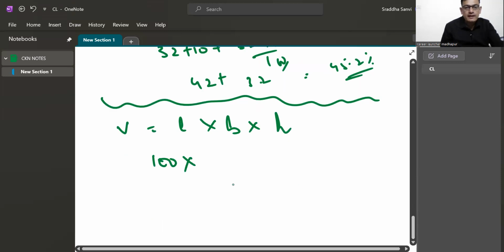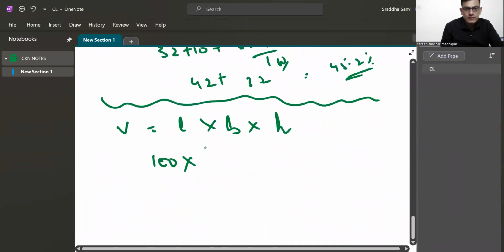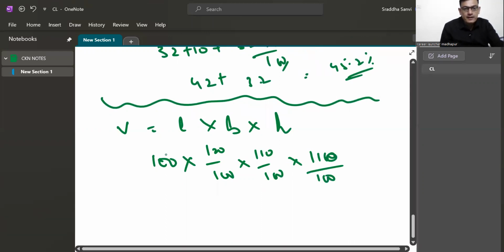Case 1. Length increases by how much percentage as per the question? 20%. The new length is 120 by 100. Breadth increased by 10%. New breadth 110 by 100. Height increased by 10%. The new height 110 by 100. If I simplify the expression, the zeros get cancelled. 132 into 11 by 10.